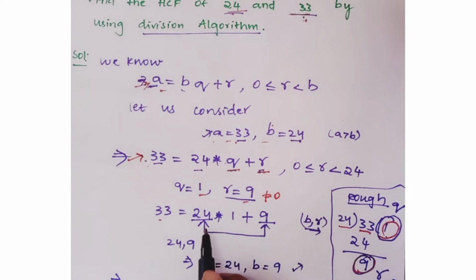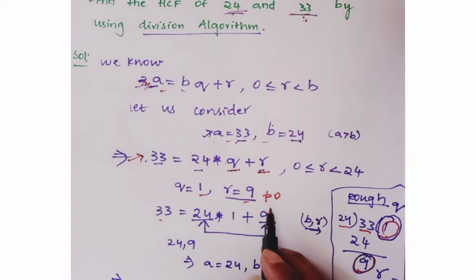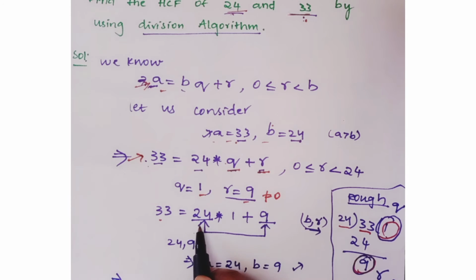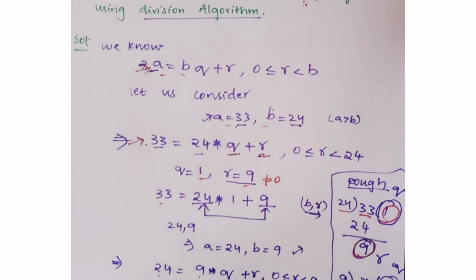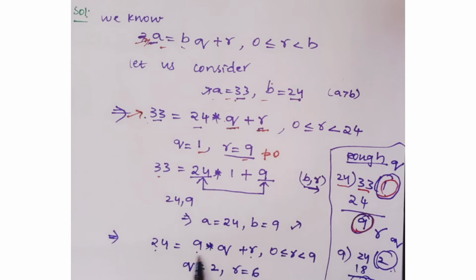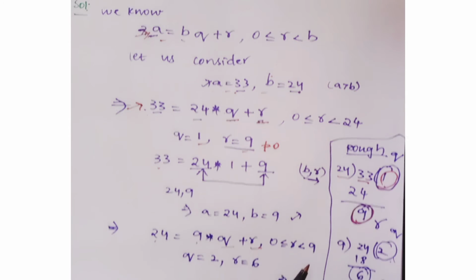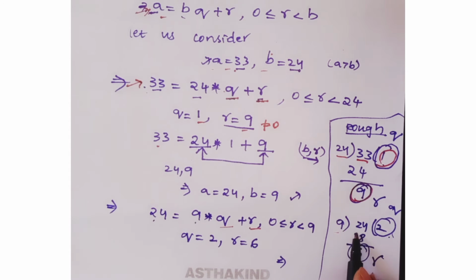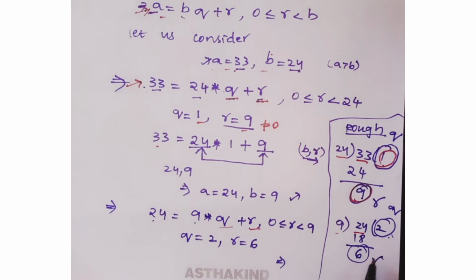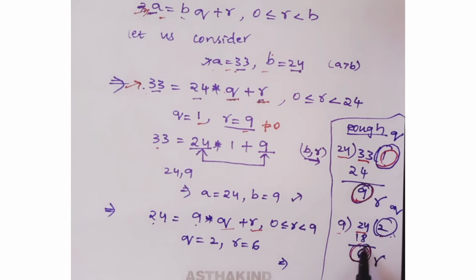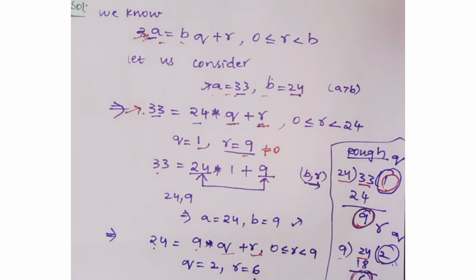So we need to apply the division algorithm for 24 and 9. We need to apply this process until we get the r value as 0. So for 24 and 9, we apply the division algorithm again. When I apply, I get the equation as 24 equal to 9q plus r, where 0 less than or equal to r less than 9. Now to get the values of q and r, I need to divide them. When I divide 24 by 9, I get 2 as quotient and 6 as remainder. So q equal to 2 and r equal to 6.